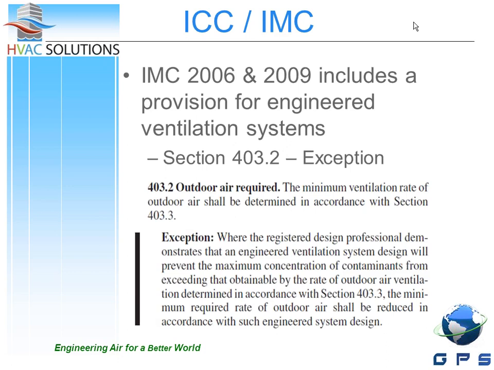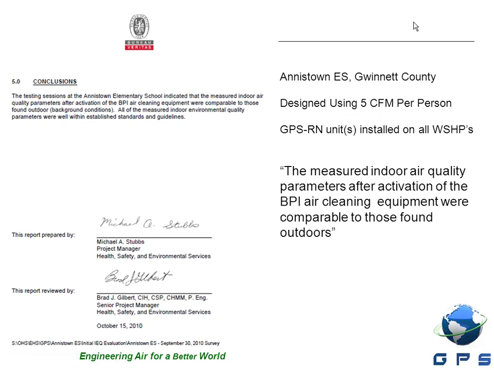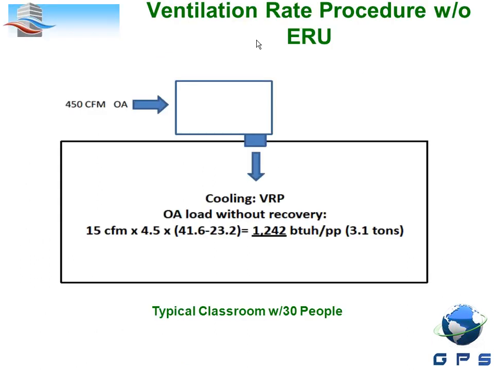Here's the International Mechanical Code, and where it shows the exception to where you can use the IAQ procedure. This was a test, and basically showed that after installing the GPS, the pollutants indoors were comparable to those found outdoors. So third-party tested to where the GPS did what it said it was going to do.